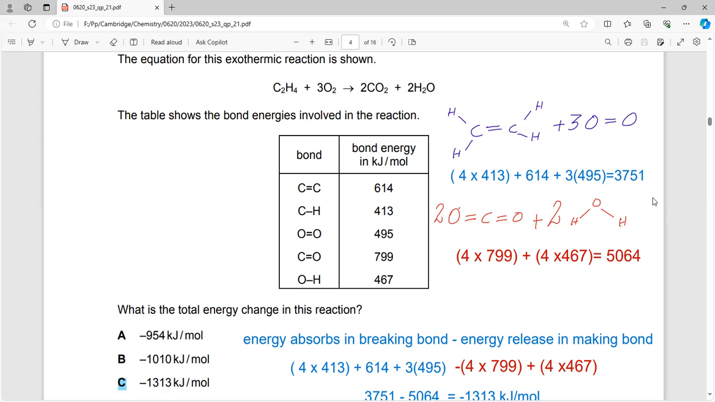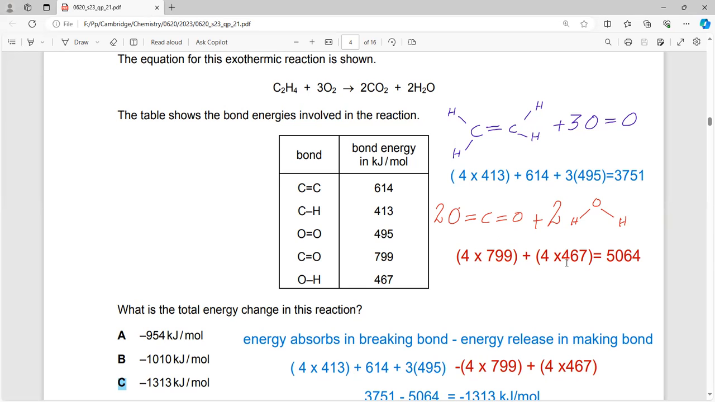Now in this way, we're going to see the products. In the product, we have 2 carbon dioxide molecules. Here, there are 2 carbon-oxygen double bonds in each. So we're going to multiply this value by 4. Why? Because there are 2 molecules and each molecule contains 2 double bonds. So 4 multiplied by 799, which is the value given there for carbon-oxygen. Plus, in 1 water molecule, there are 2 oxygen-hydrogen bonds. So overall, 2 water molecules contain 4.